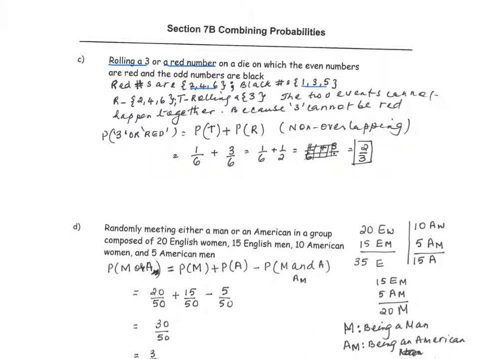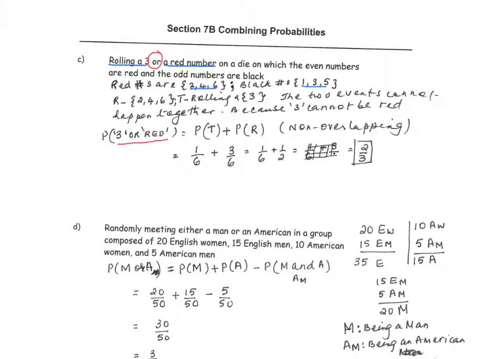So what we need to do here is find the probability of rolling a 3 or, so that's the important word, or a red number on the die. So what is the probability of rolling a 3 or a red number? So OR goes with the addition rule. And to use the addition rule, we first need to determine if the two events, rolling a 3 or getting a red number, are overlapping or non-overlapping.